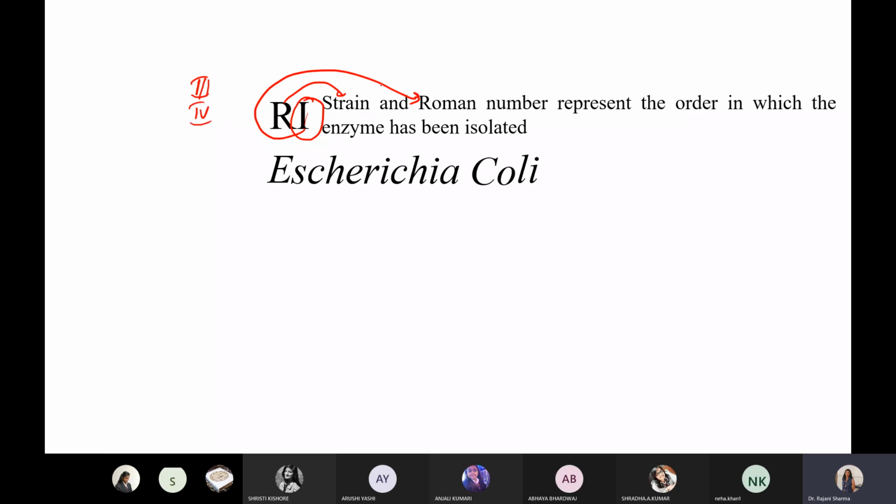Okay, that's why you have seen in your molecular biology that we are using polymerase 1, polymerase 2, polymerase 3, like that. So we are just changing the Roman number to represent the sequence in which it has been isolated. What is the other name of polymerase 1 enzyme? Cornberg enzyme. Yes, good.